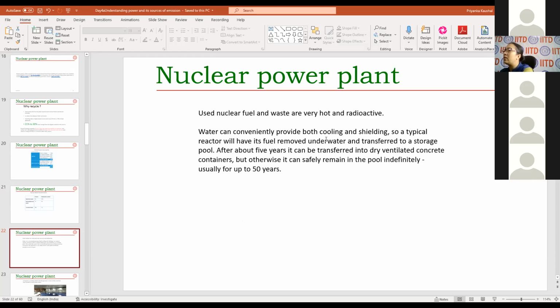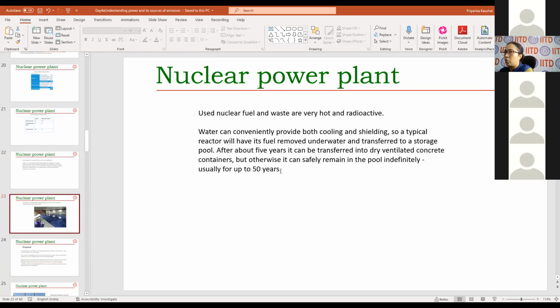So when they remove it, it is done underwater. Look at the technical expertise and precision that is required when you are removing the fuel. It is removed underwater and transferred to a storage pool. Still with water, it is stored there. And after about 5 years of storing there, it can be transferred into dry, ventilated concrete containers. How expensive is the disposal of nuclear waste? But otherwise, it can safely remain in the pool indefinitely, up to 50 years, or you just let it be in the water for 50 years. At least 50 years, if you want it to be completely safe to be disposed.